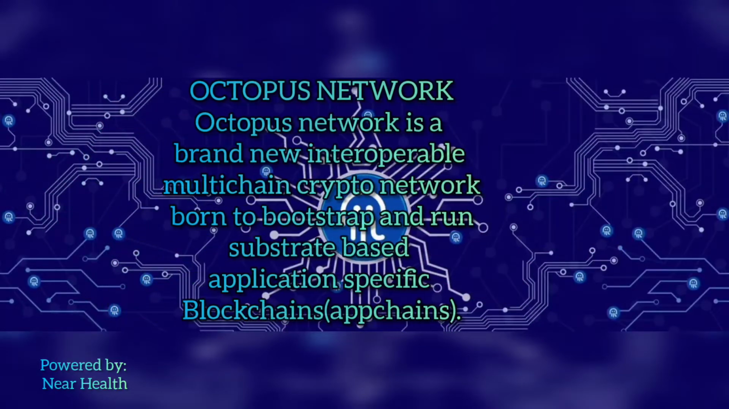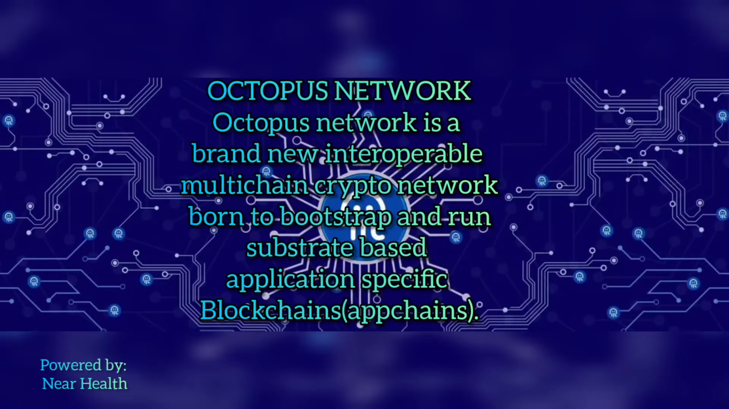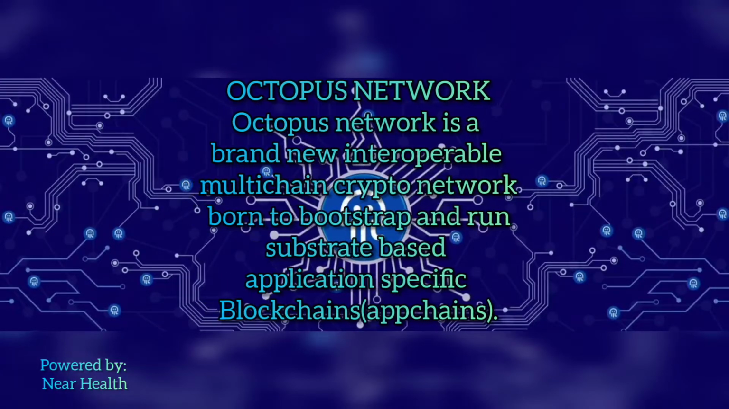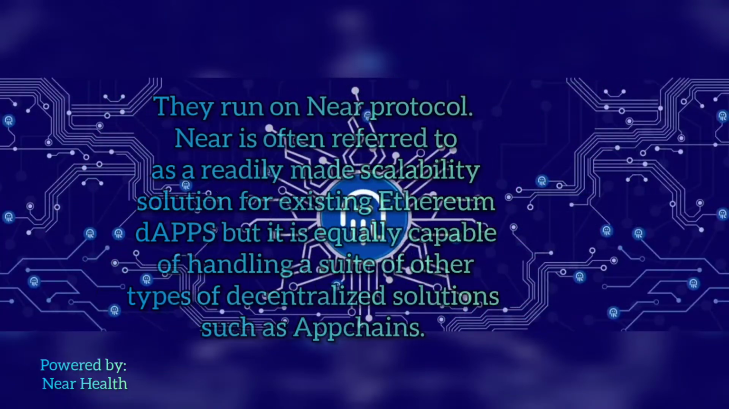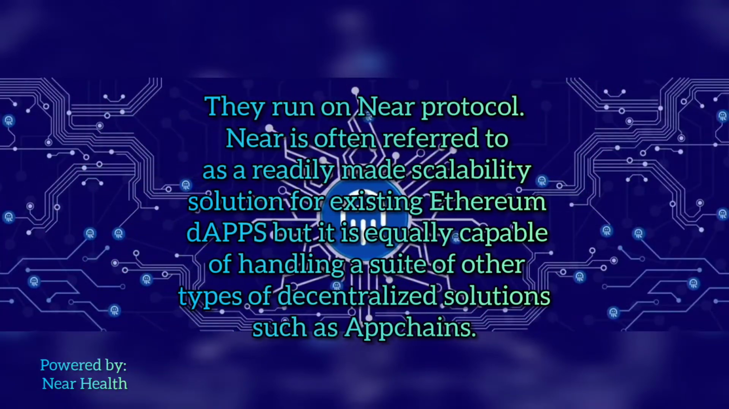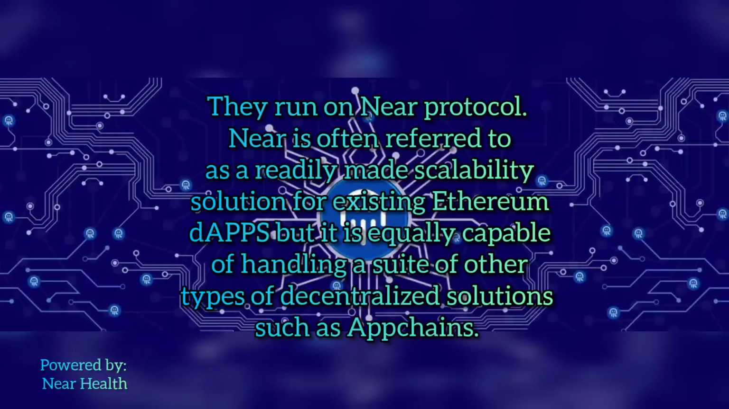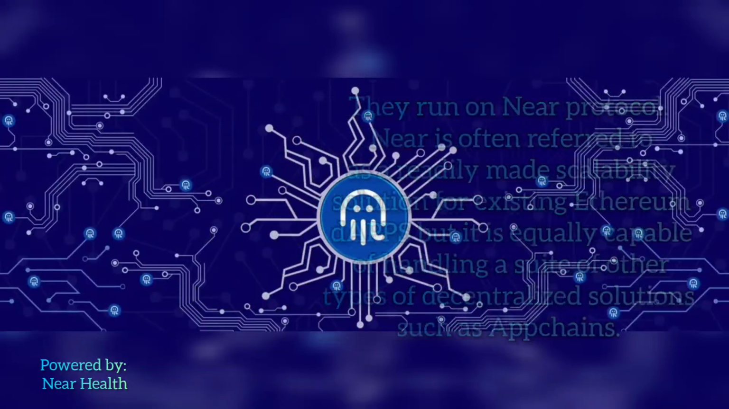Octopus Network. Octopus Network is a brand new interoperable multi-chain crypto network born to bootstrap and run substrate-based application-specific blockchains. They run on Near protocol. Near is often referred to as a readily made scalability solution for existing Ethereum dApps, but it is equally capable of handling a suite of other types of decentralized solutions such as Appchains.